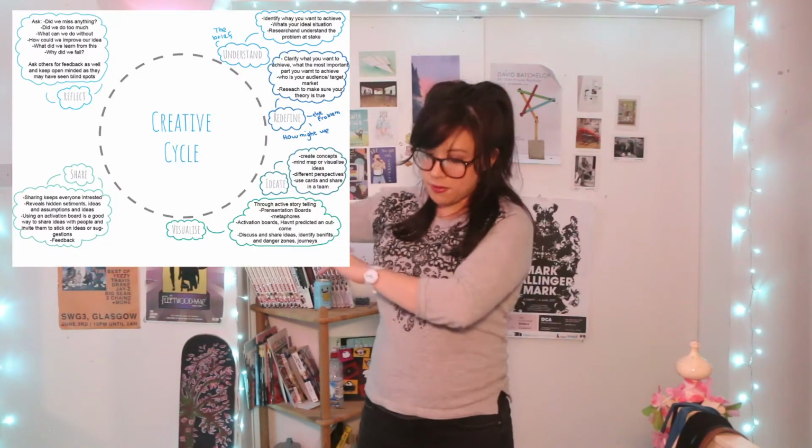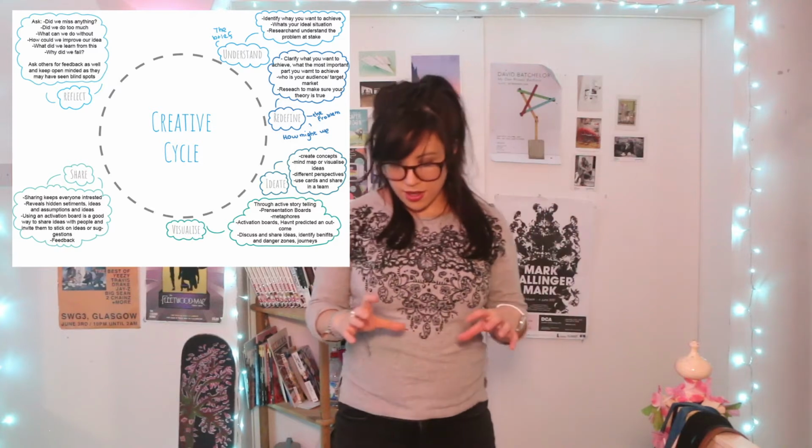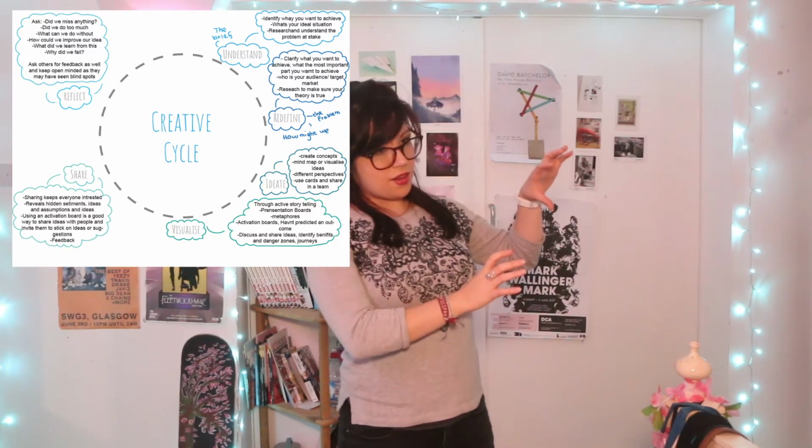So now we're going to talk about the creative cycle, and what the creative cycle is. It's a way to understand and engage. It's another process, and I think this makes me learn a bit more, and it's more detailed. You've got five tiers of this design cycle, creative cycle, whatever you call it. You've got your understand, then your refine, then your ideate, then your visualize, then your share, and then your reflect.